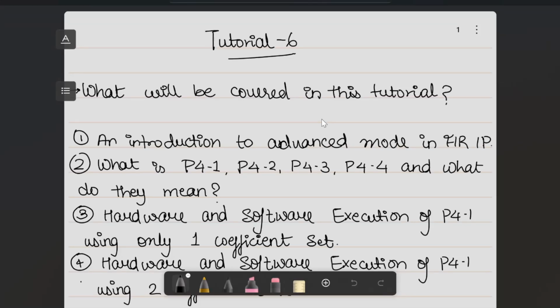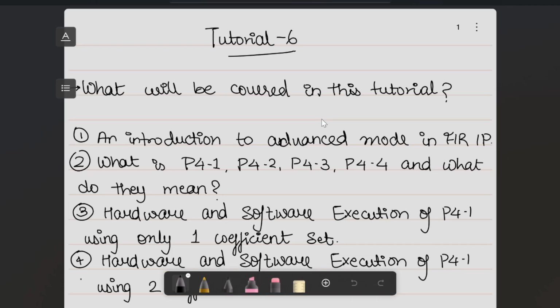26th tutorial of FIR on ping. Before we move into what we will be covering in this tutorial, let us recap. Previously, we had looked into basic sequences or basic mode of FIR IP, where we explored N channels and N data paths. Now, we will be moving on to the advanced mode of FIR IP.